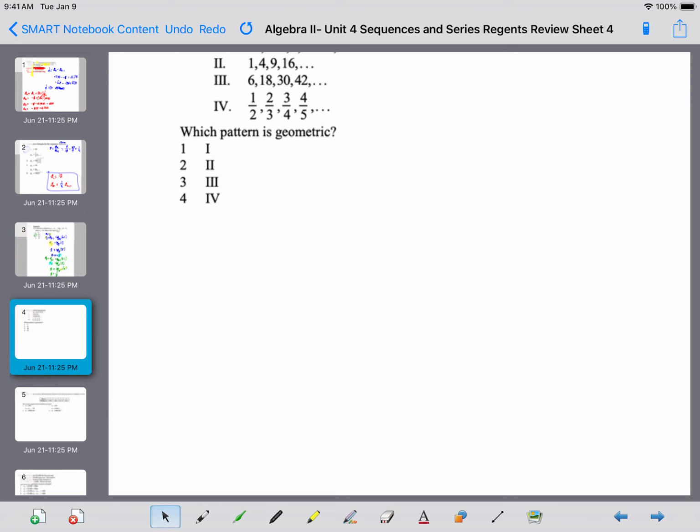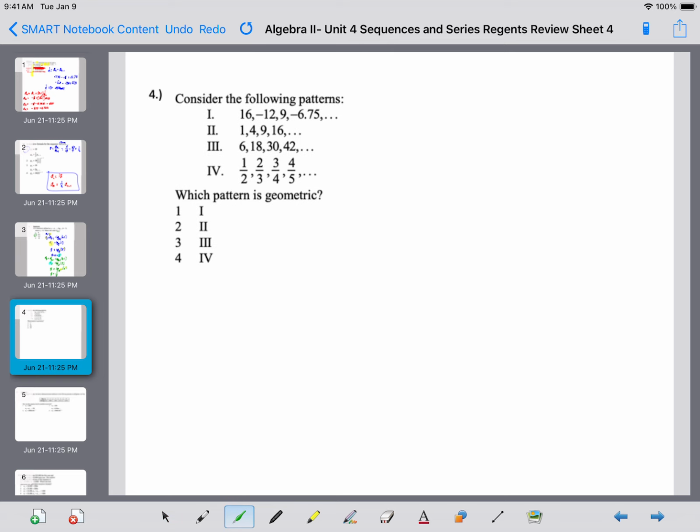Okay. Which pattern is geometric? If geometric, we know we're looking for a common ratio. So, let's check.